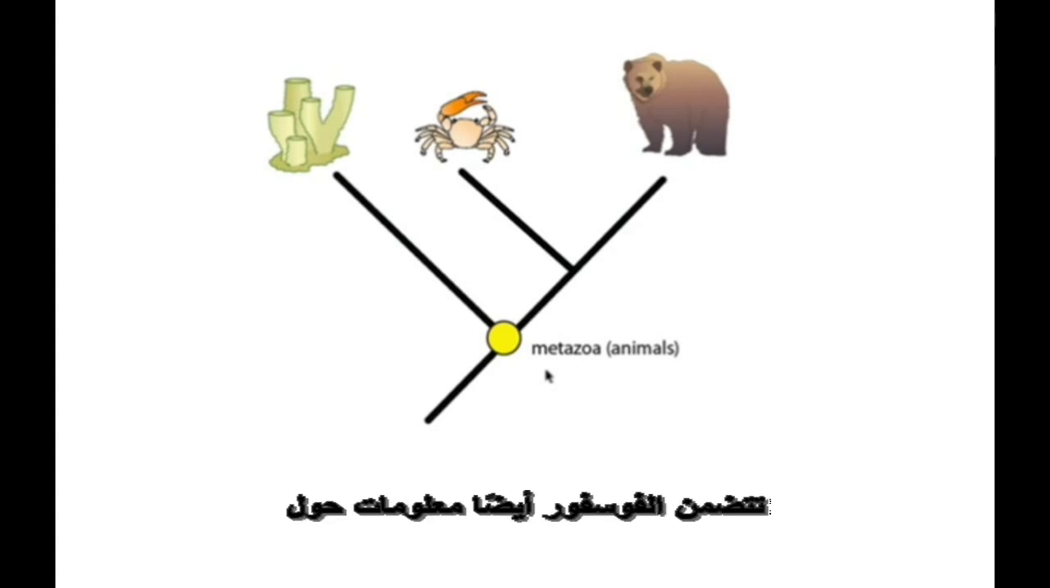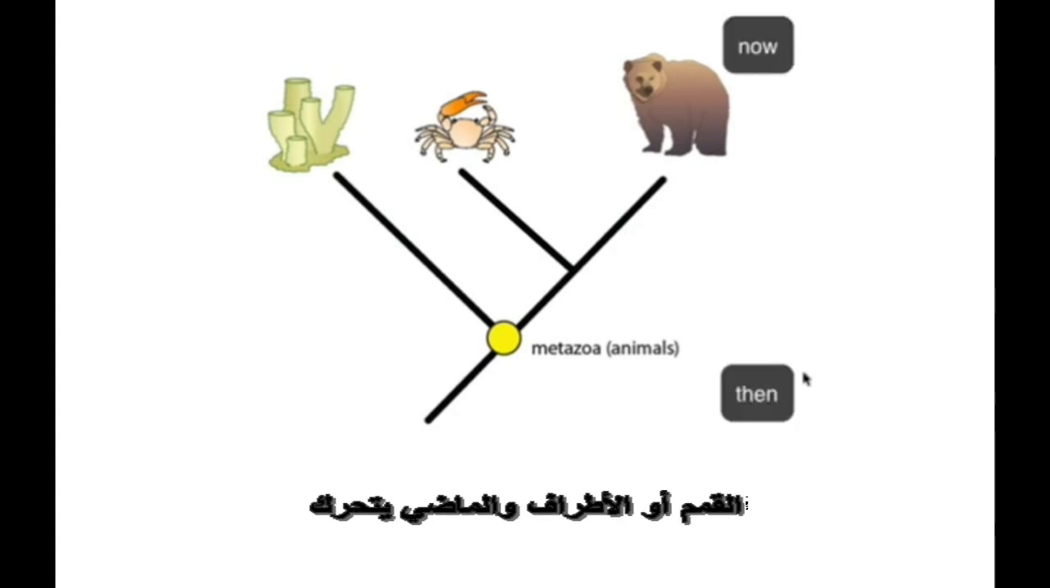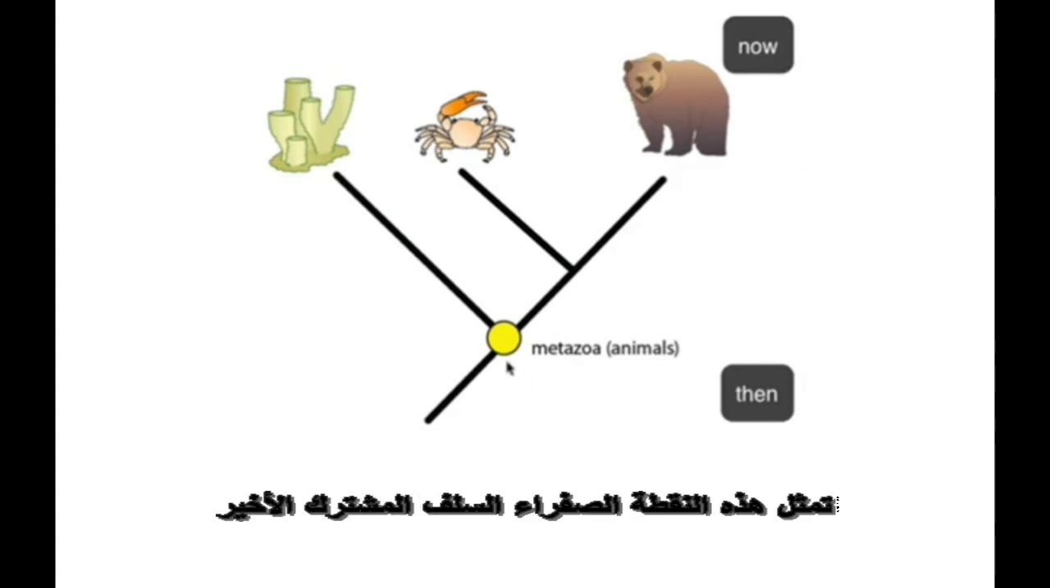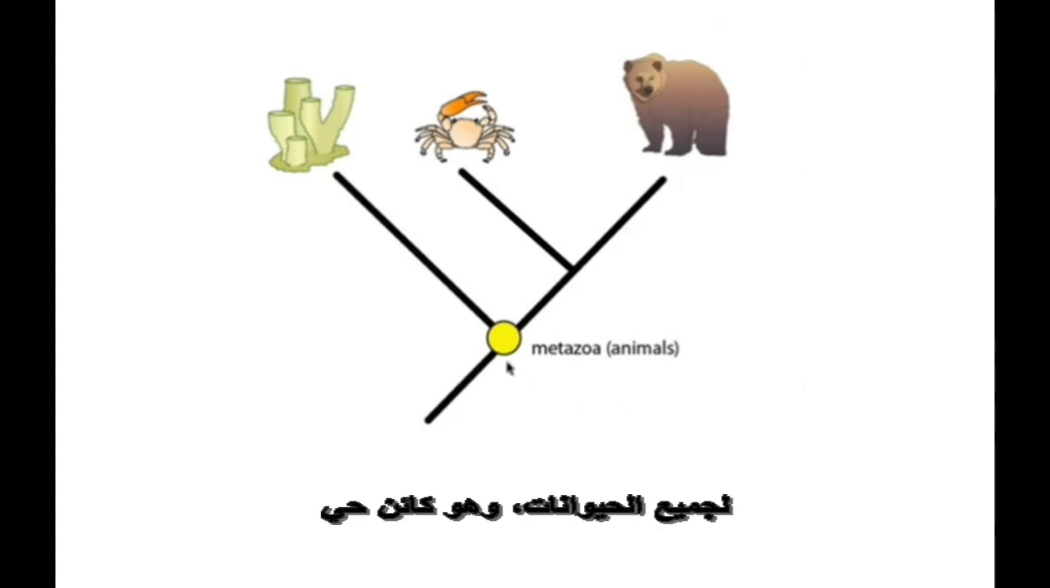Phylogenies also include information about time in them, with the present at the tops or the tips, and the past moving towards the bottom. Therefore, this yellow dot represents the last common ancestor of all animals, an organism which itself is now long gone, but whose descendants, the sponge, crab, and bear, still remain.